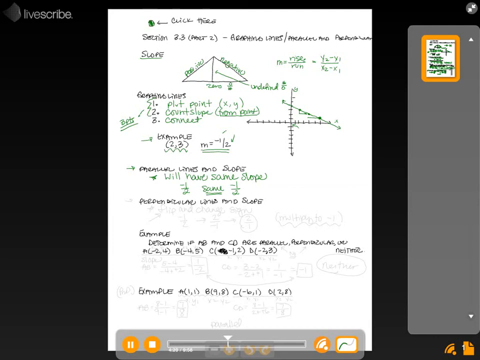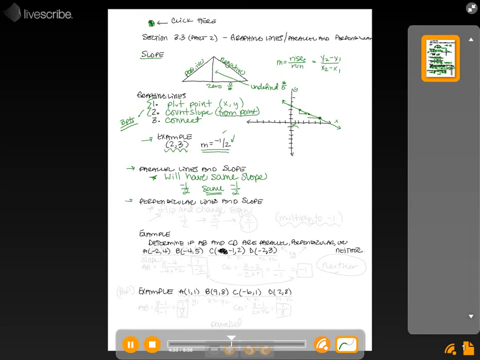Same slope. And the reason they have the same slope is so that they will never intersect. If you've got 2 different lines, they should be going up and over the same amount every time, so that they will never intersect.